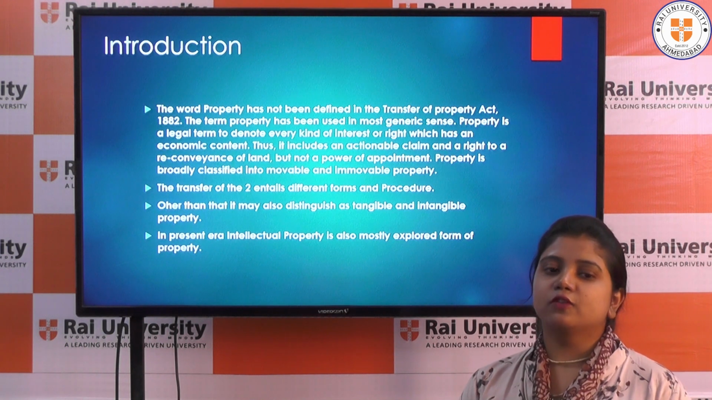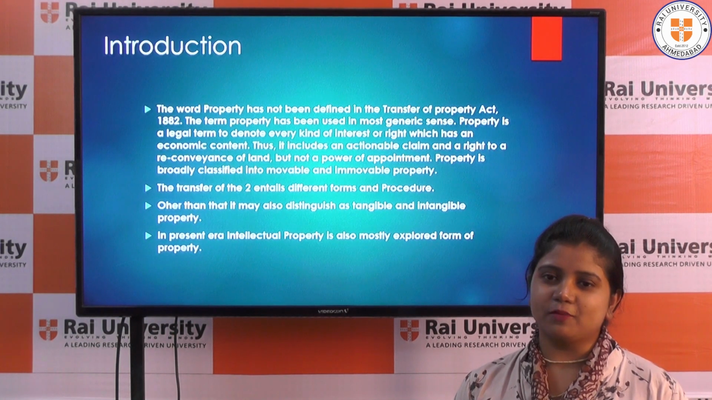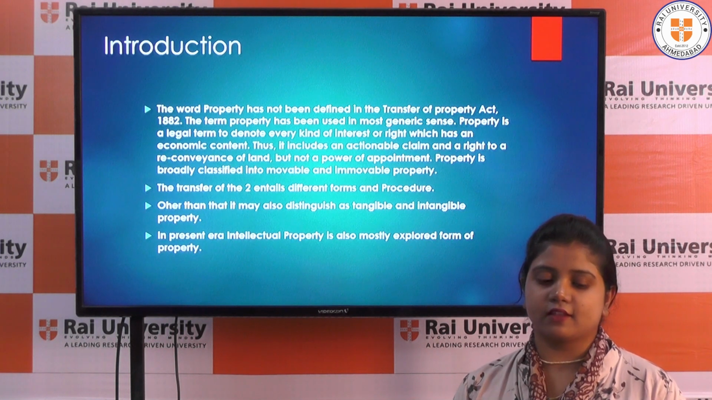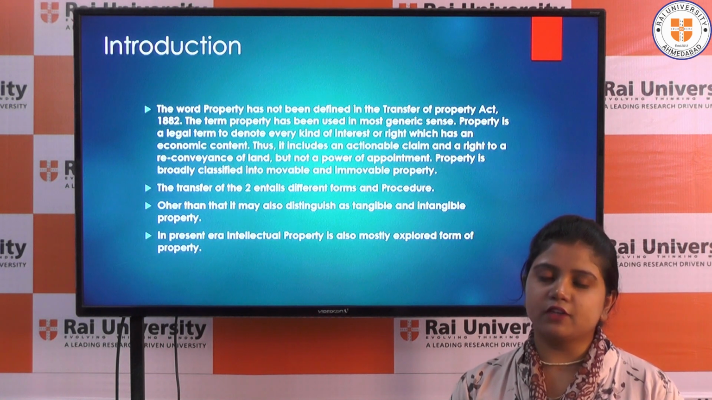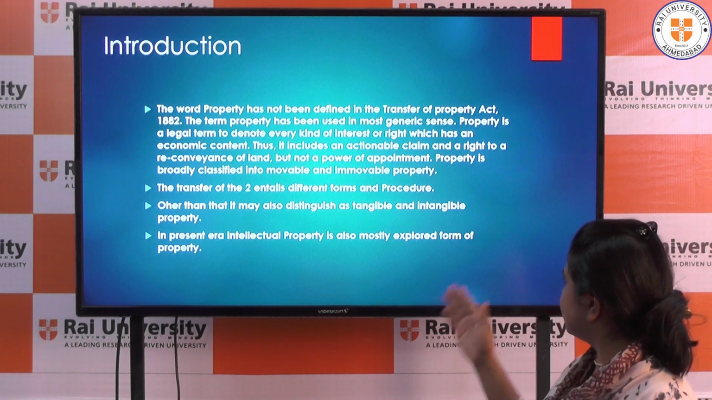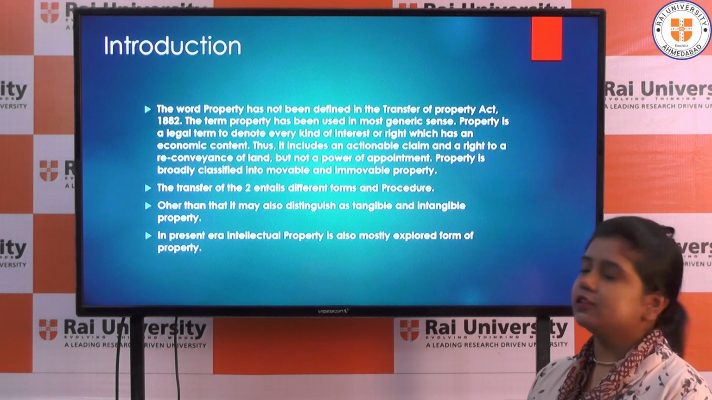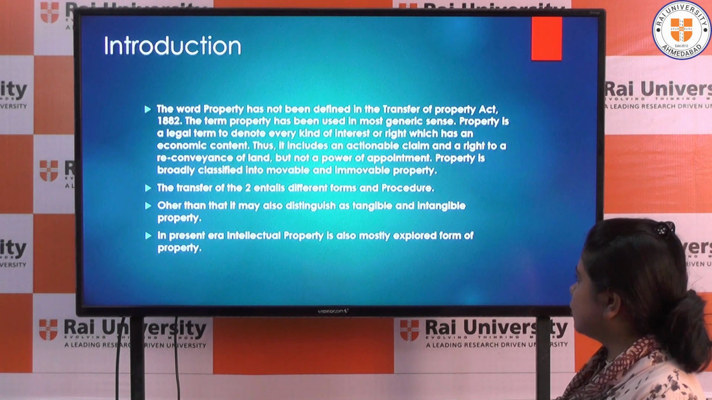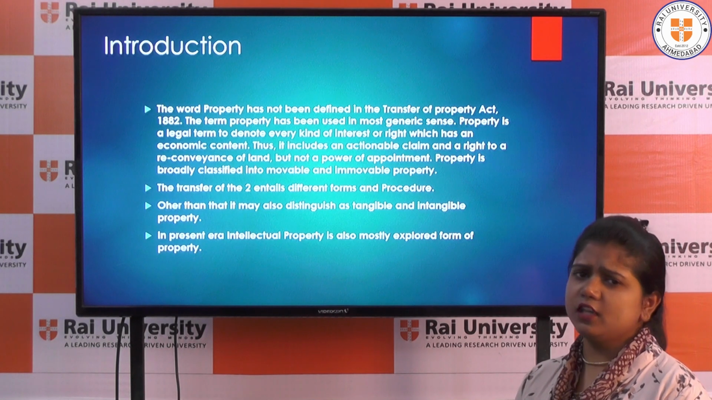When we are about to start the Transfer of Property Act, we must understand what the property is. The property term is a very generic term, and when we talk about property, it is more related to economic things. The word property has not been defined in the Transfer of Property Act, but the term has been used in the most generic sense. Property is a legal term to denote every kind of interest, and the set of interests is also known as rights, which has economic content.